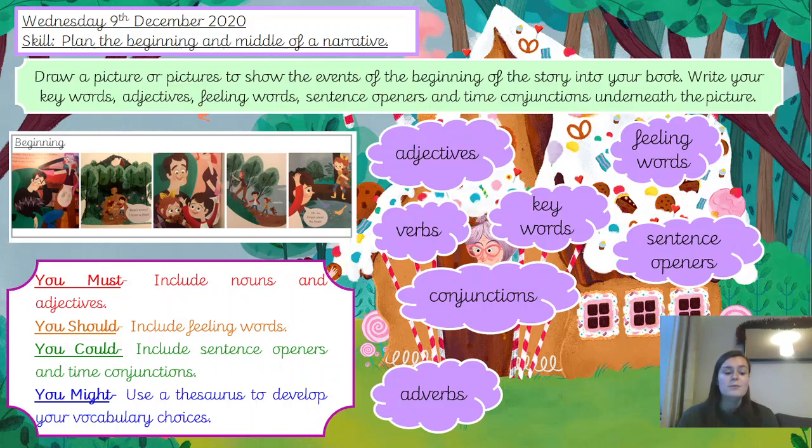And finally, if you have one at home, you might use a thesaurus to develop your vocabulary choices. So you might want to up-level some of your adjectives or some of your words to make them even more interesting by using a thesaurus if you've got one at home. Okay, pause the video. You probably need about 10 or 15 minutes on this. It's quite a big task. So once you're done, come back and we will move on to the next section. Okay, well done.